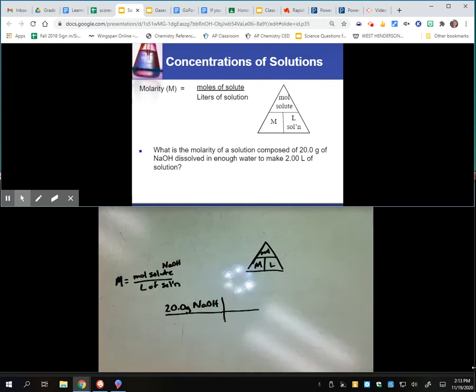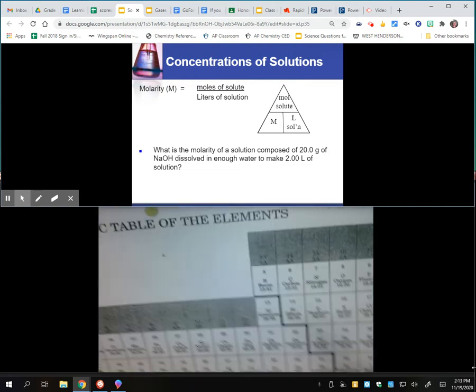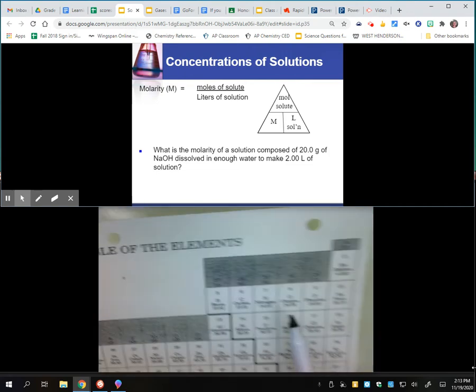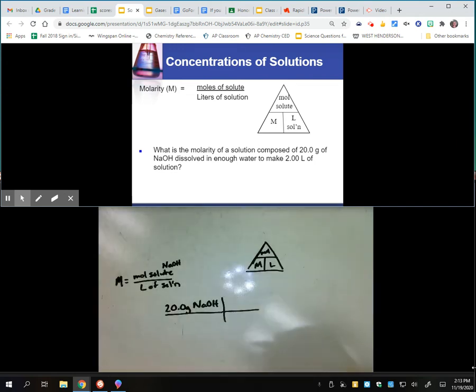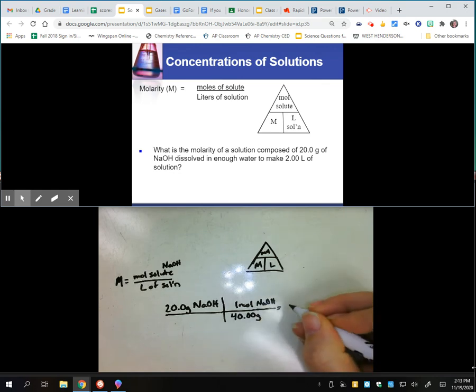And now I'm going to convert it from grams to moles. So I need to get the molar mass of sodium hydroxide. We have sodium, we have 1 hydrogen, and we have 1 oxygen. So I add all that up together, and the molar mass of sodium hydroxide is 40 grams per mole. Okay, so that means the moles of solute are 0.5.